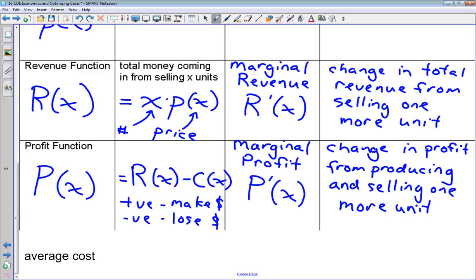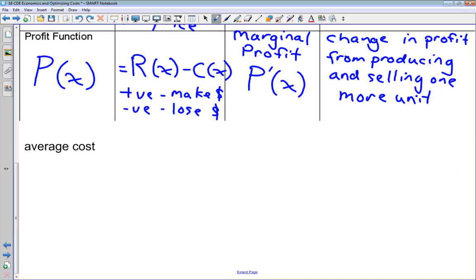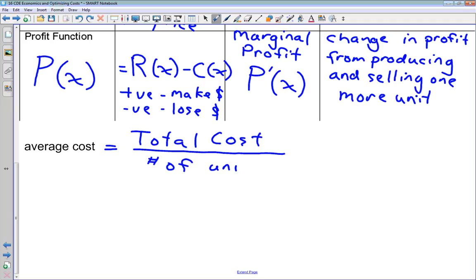Okay. And finally, we're going to stick in average cost down here at the bottom. Average cost is like any other sort of average. You take your total cost and you divide it by the number of things that cost that much. Well, in this case, the number of units. So what represents our number of units? That's our variable x, and our total cost is just given by our cost function. So it's C at x divided by x.